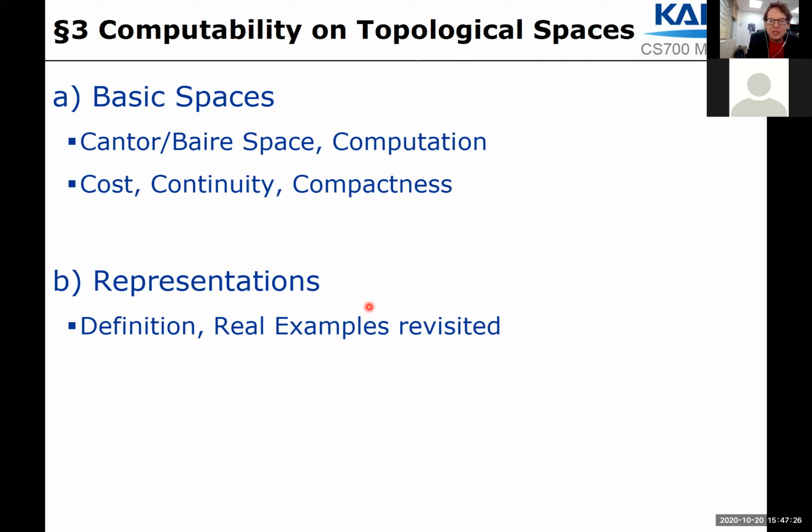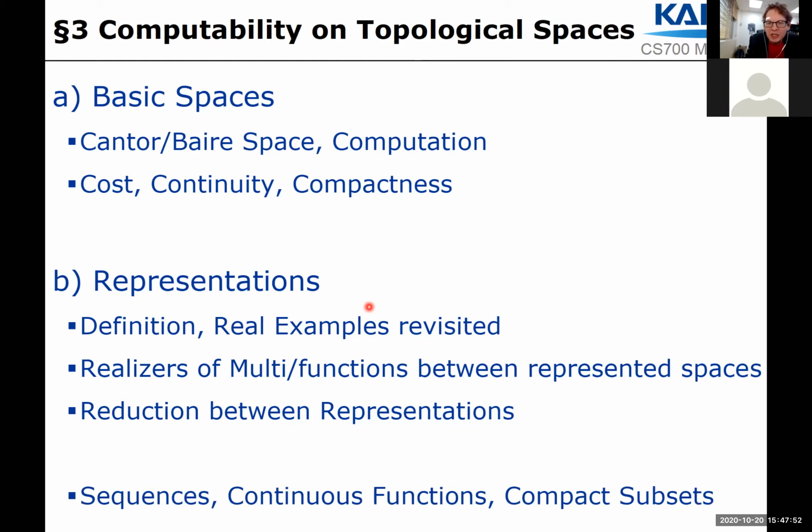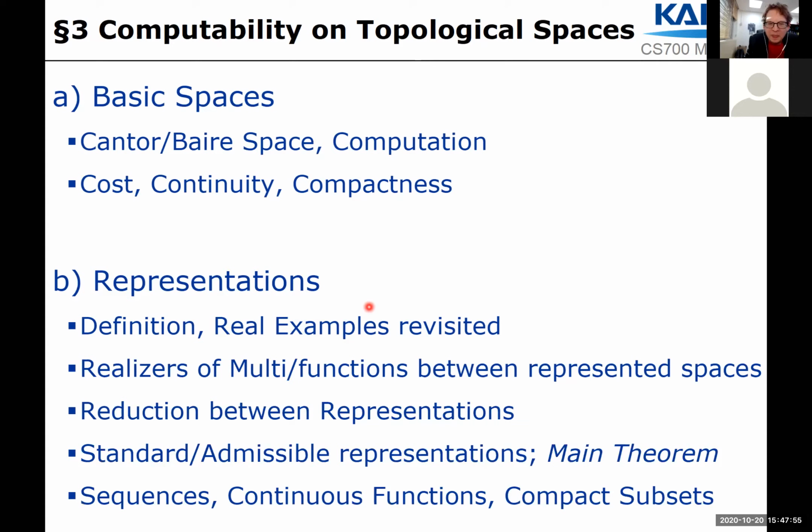We've revisited our real examples from this perspective and seen that indeed this is consistent. The generalization is consistent with the previous example. It generalizes the previous example. The previous examples serve us as guides. We've defined what it means to be a realizer of a function or multifunction between spaces that are equipped with such representations. We've formalized reduction as a way of comparing different representations, in particular classifying representations. And we learned the concept of an admissible representation as an important criterion for a representation to be suitable, to be sensible.